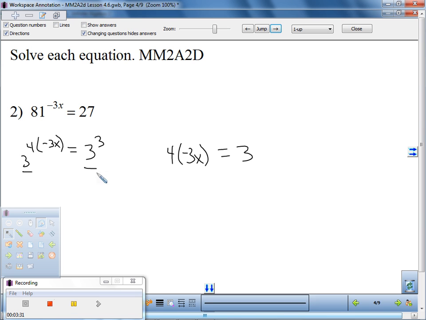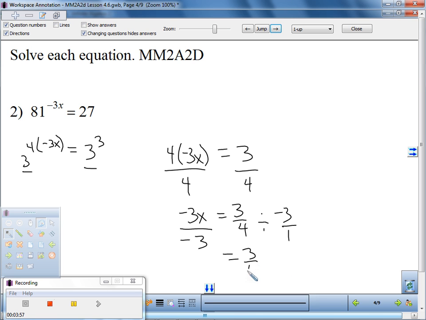Now we have the same base, so we put our exponents equal to each other and solve for x. I'm going to divide both sides by 4, so we end up with negative 3x equal to 3/4. Now we divide both sides by negative 3. I'm dividing a fraction by a whole number, so I put this over 1 and flip: 3/4 times 1 over negative 3. Those will cancel out, and we end up with negative 1/4 for our x value. So if I put in negative 1/4 for x, I would end up with 27.